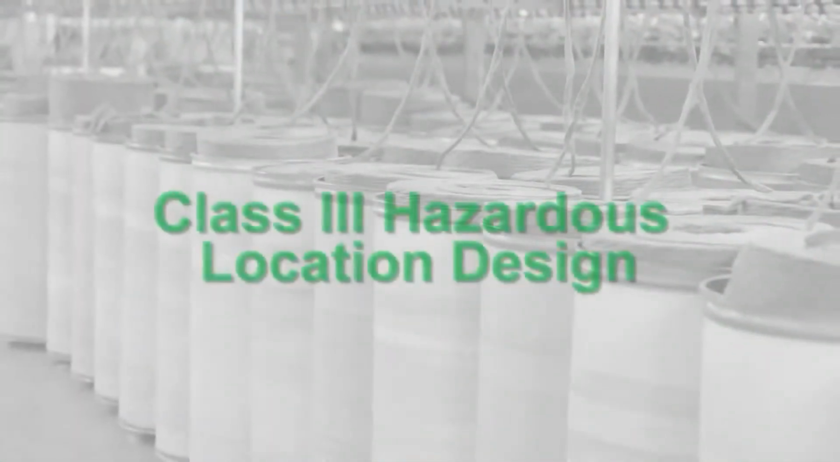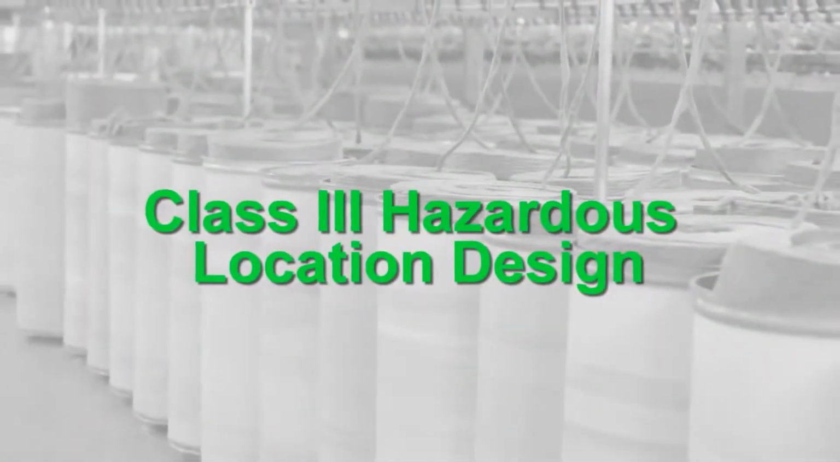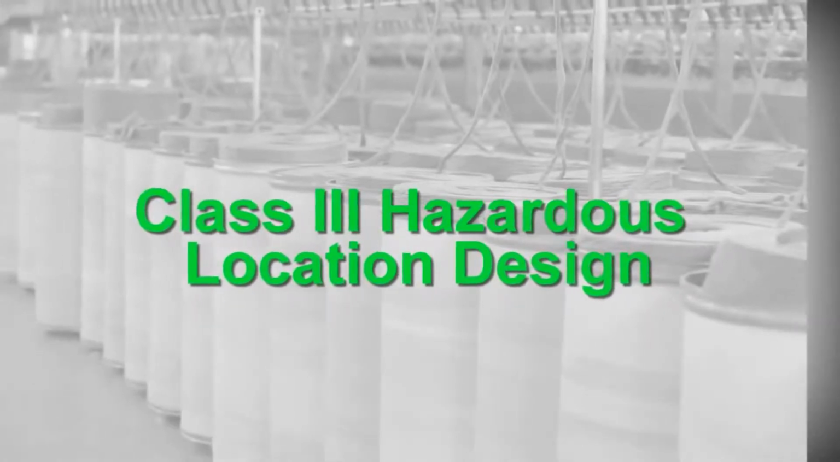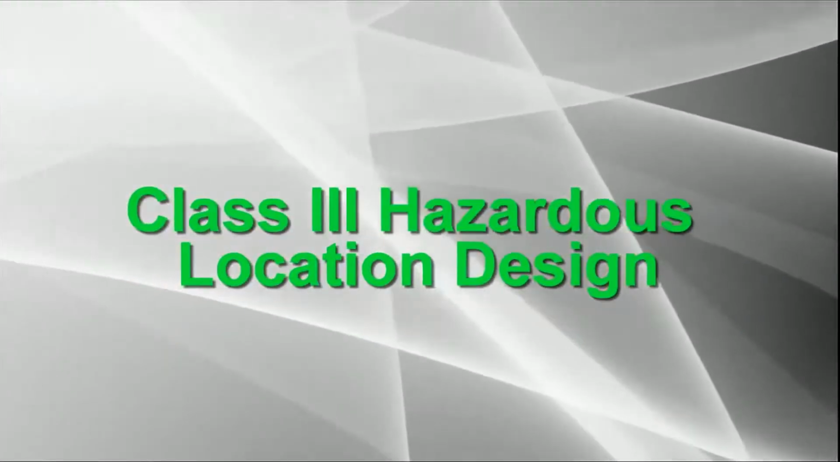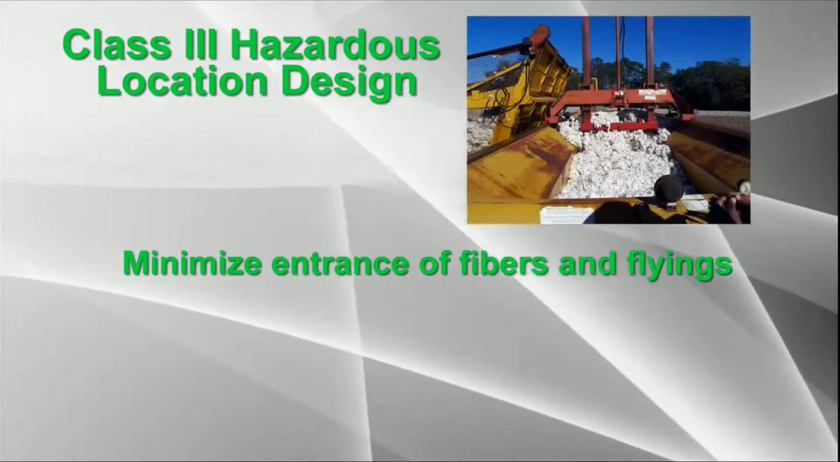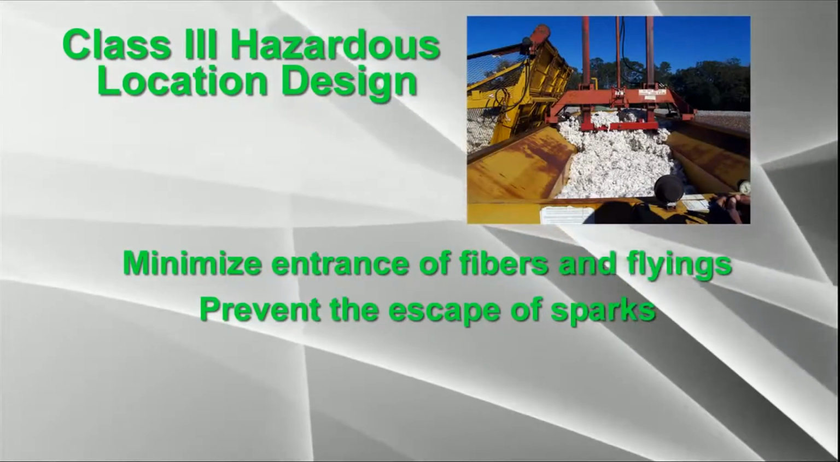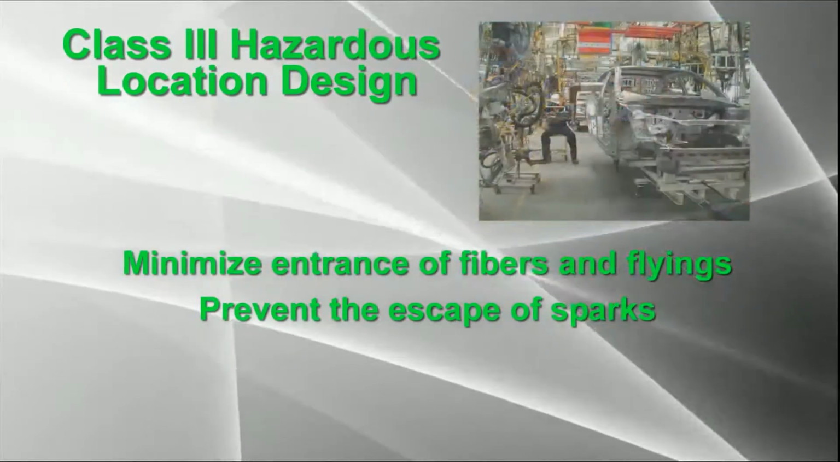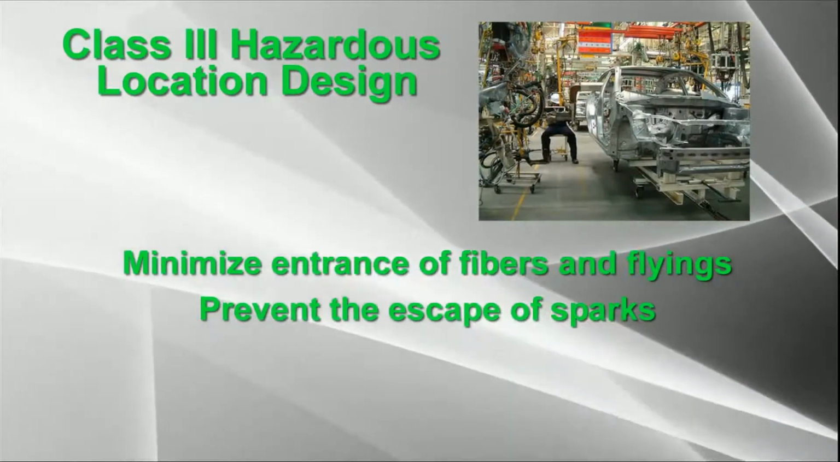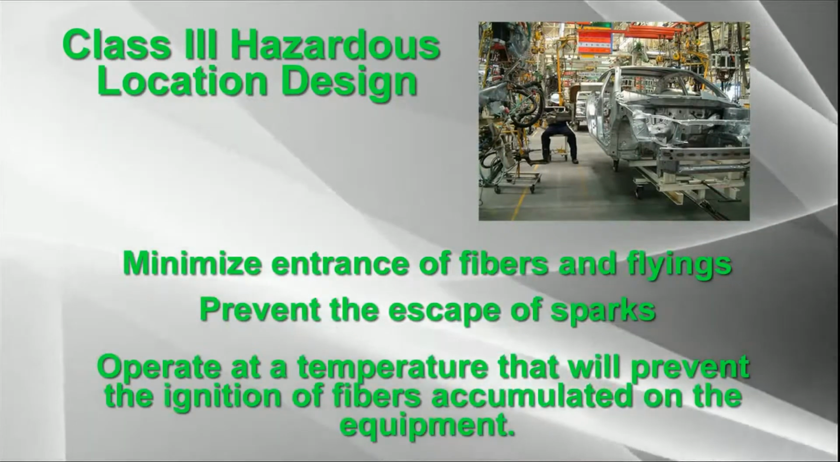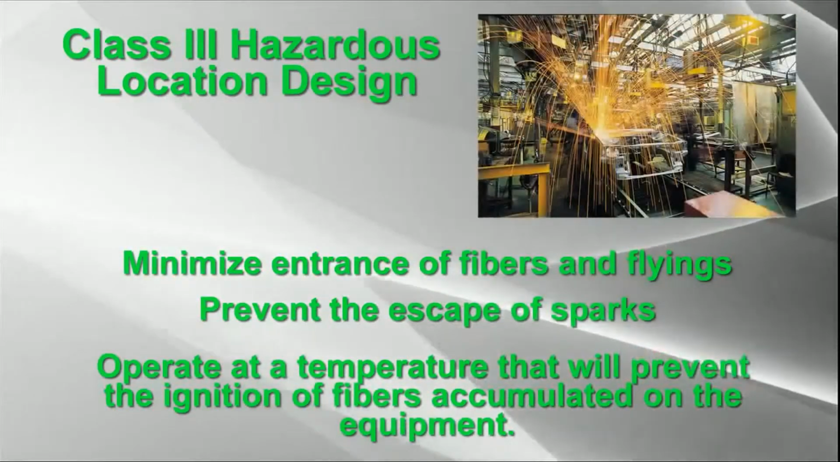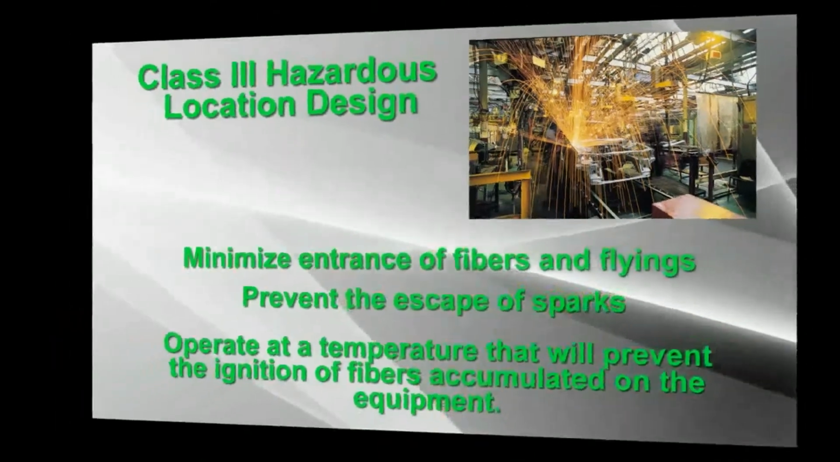For Class 3 equipment, there is very little difference from the design of Class 2. Class 3 equipment must minimize the entrance of fibers and flyings, prevent the escape of sparks, burning material, or hot metal particles resulting from the failure of equipment, and operate at normal temperature that will prevent the ignition of fibers accumulated on the equipment.